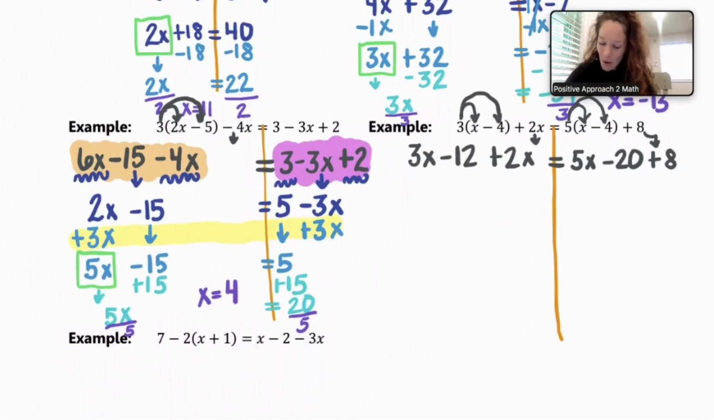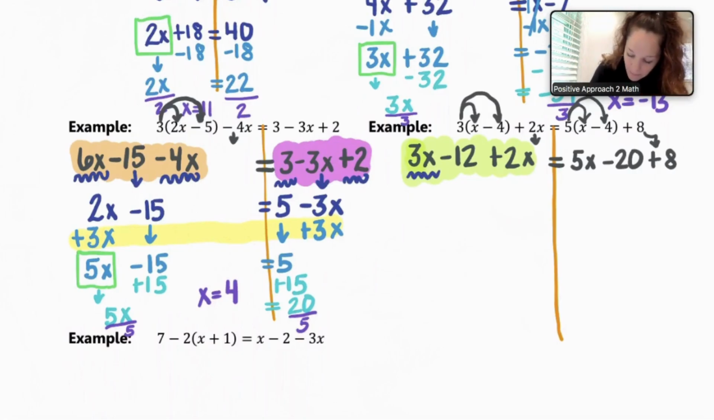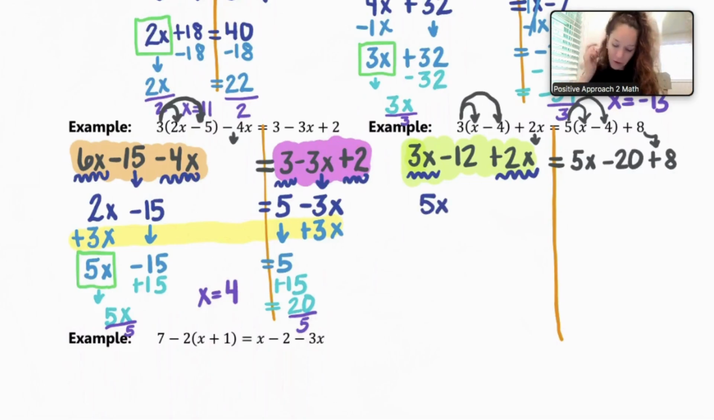Cool. All right, we're looking just at our left-hand side. Do we see any like terms that we can combine? And we see a 3x plus a 2x. That is going to leave us with a 5x. Okay, we're going to bring down that minus 12. And then we're going to look at that right-hand side. Do we see any like terms?